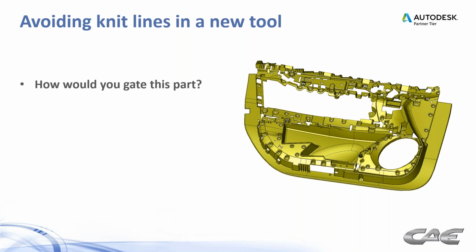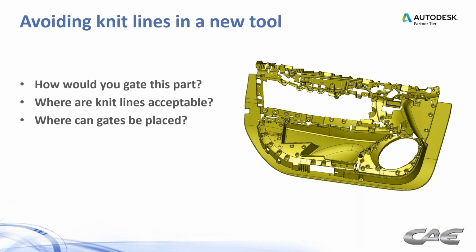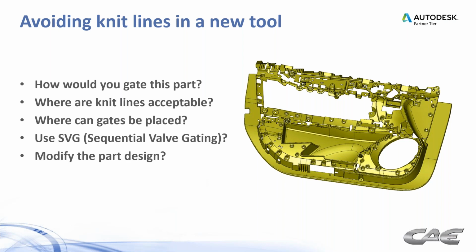And this is where we start asking questions, right? Where are the knit lines acceptable? So we have to talk to the customer about that. Where are the gates acceptable? In this case, we weren't allowed to gate on the outer flange of this part. They had to be all direct gates. Can we use valve gate sequencing? In this case, that was acceptable. So we looked at that. Can we modify the part design?